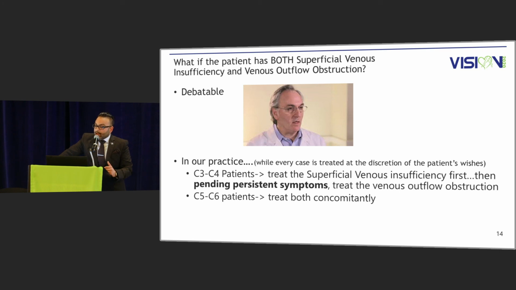But in our practice, while every patient is treated as a patient and an individual, C3 to C4 patients will have superficial veins treated first. Then pending persistent symptoms will then go on to treat the venous outflow obstruction. So very important to understand that we're not going to go ahead and just start willy-nilly stenting every patient. We're going to see how they do after their venous ablation. But any patient that is C5 and above will be treated concomitantly.